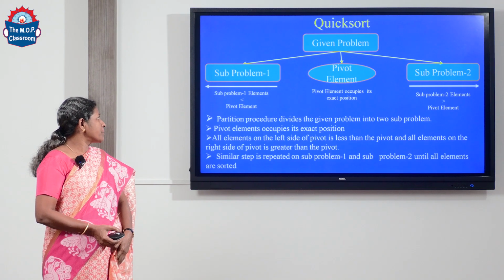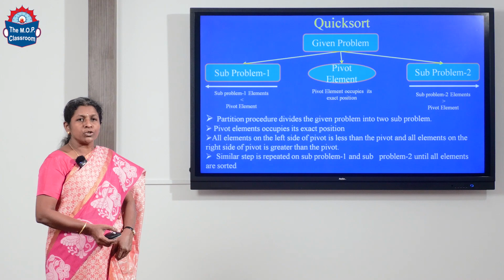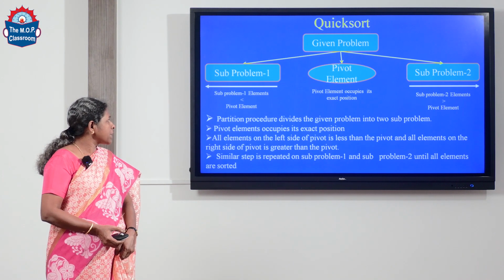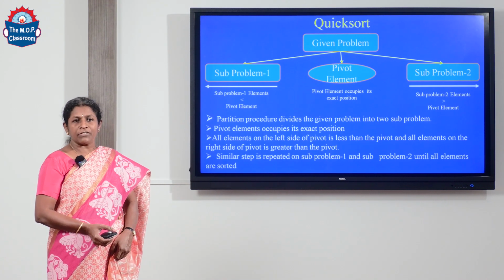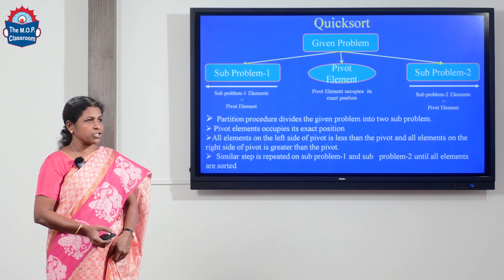This is the diagrammatic representation of quicksort. Here, if you see, the given problem is split into three parts. One is the pivot element, which occupies its proper place, and on the left hand side you have a subproblem which has to be solved, and on the right side you have another subproblem which has to be solved.